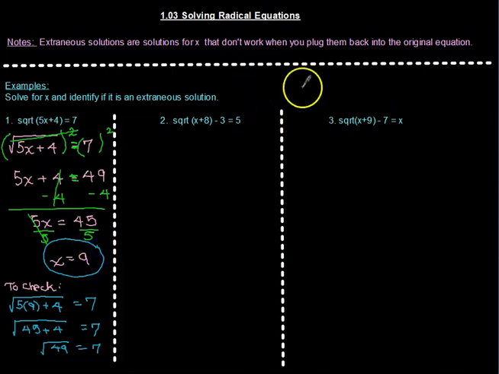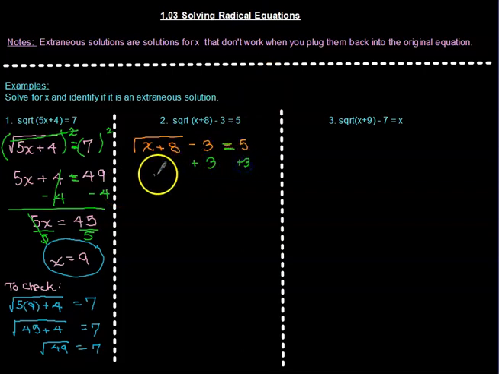For the next one, we have the square root of x plus 8, minus 3 equals 5. So x is on the left side of the equal sign again, but if you note, not everything is inside of the square root. So we want to get rid of anything that's not inside of the square root first, which is that minus 3. We'll add 3 on both sides, and that'll leave you with the square root of x plus 8 equals 8.